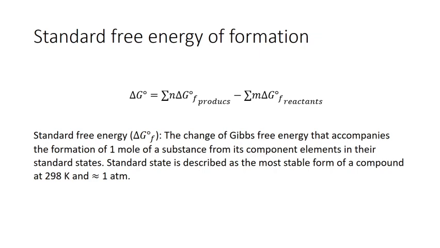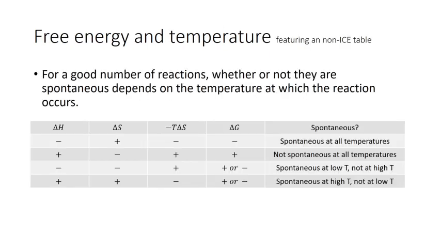And the equation that goes along with this hopefully should look very familiar by now, because it's the same equation that goes along with calculating the change in enthalpy and the change in entropy. And so it's that the change in free energy is equal to the sum of the free energy of formation of products minus the sum of the free energy of formation of reactants. So temperature is going to play a big part in whether something is spontaneous or not spontaneous, and how much free energy there is associated with this particular reaction.